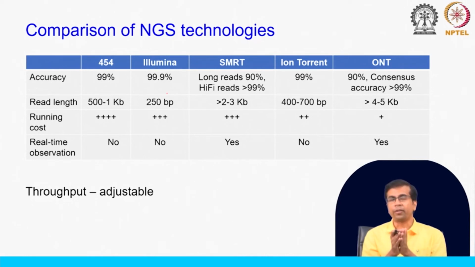Coming to real time observation, 454, Illumina and Ion Torrent are not real time observation, whereas SMRT and ONT are real time observations. So, if real time observation is important for your experiment, you want to consider SMRT and ONT. Throughput, again, coming to all these platforms, we can adjust this throughput because we have different chips or different kinds of sequencers to cater to different throughputs.